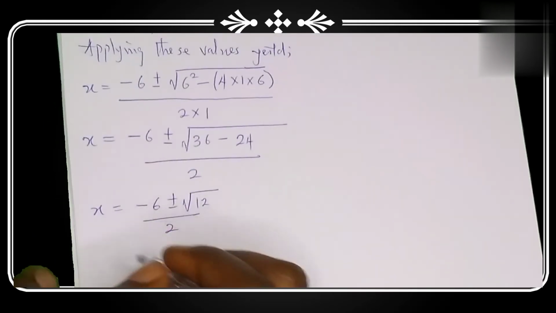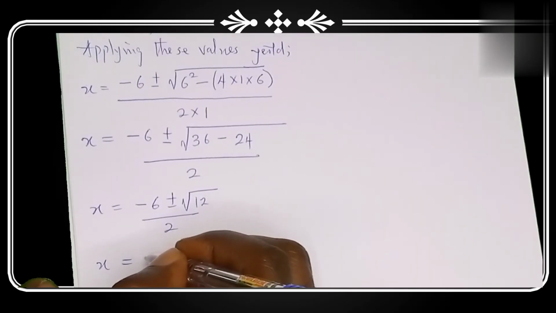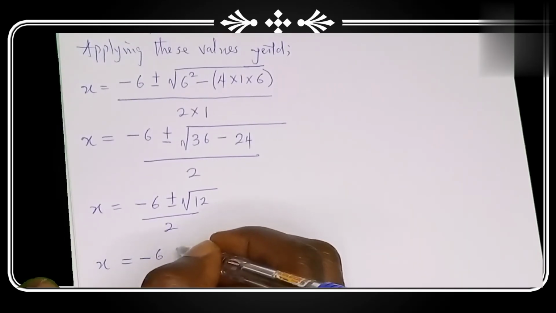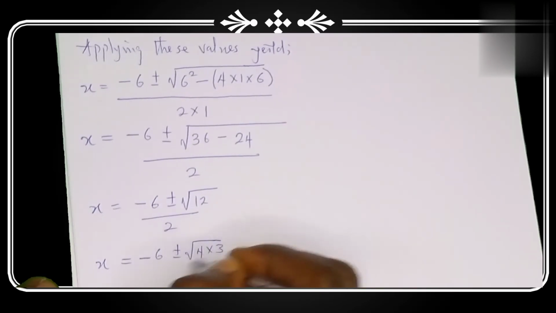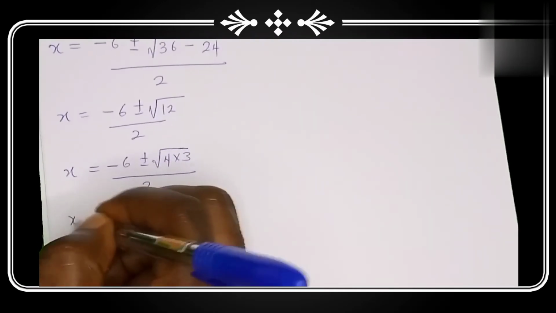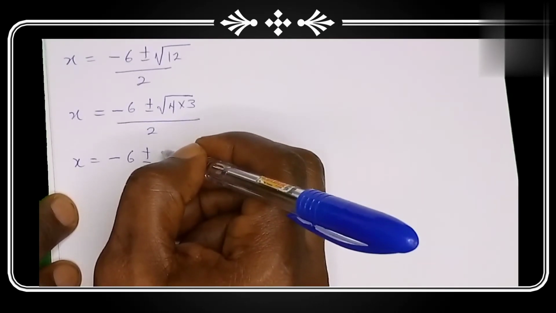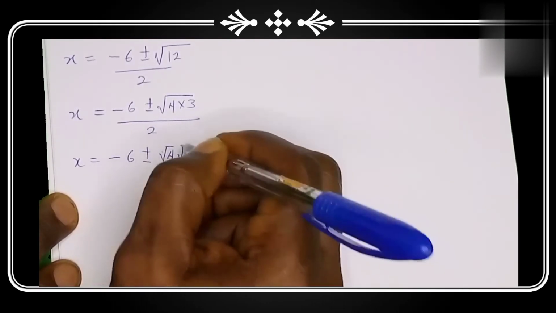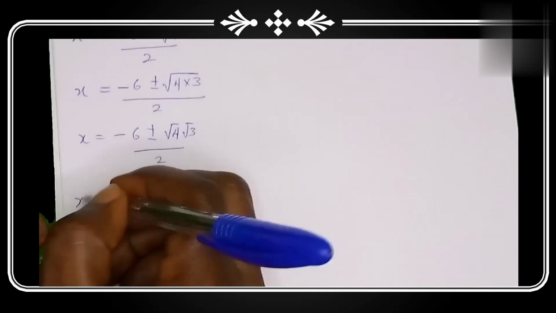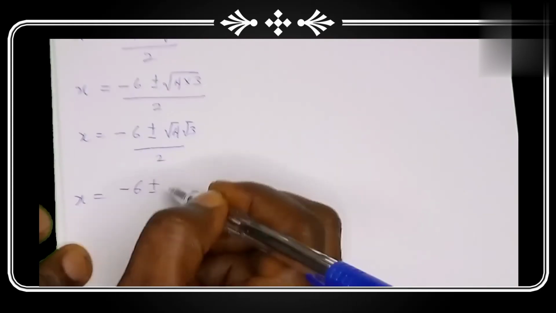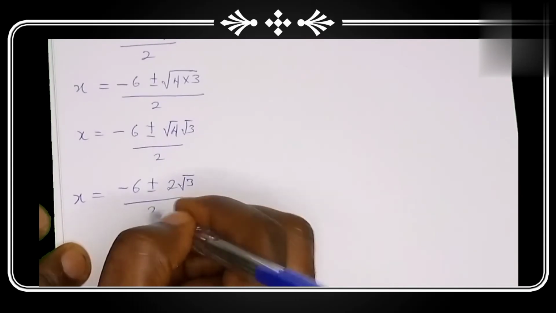Now we go, x now equals minus 6 plus or minus square root 4 times 3 in order to reduce the contents. Then we go to x equals minus 6 plus or minus root 4 root 3 over 2. Then it gets to x equals minus 6 plus or minus 2 root 3, because the square root of 4 is 2, all over 2.